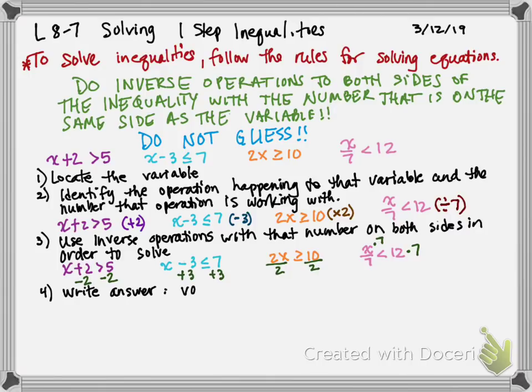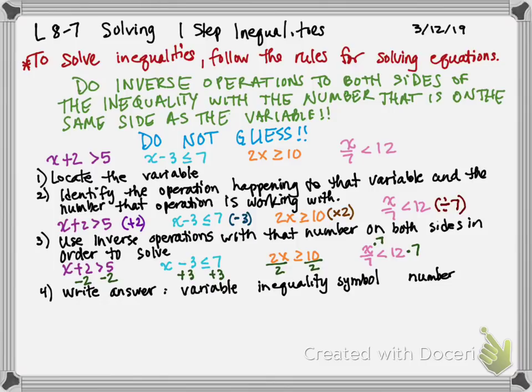Variable, inequality symbol, and number. And remember, we had talked about the reason why we want to put that variable on the left, because then the inequality is actually pointing in the direction you're supposed to color.